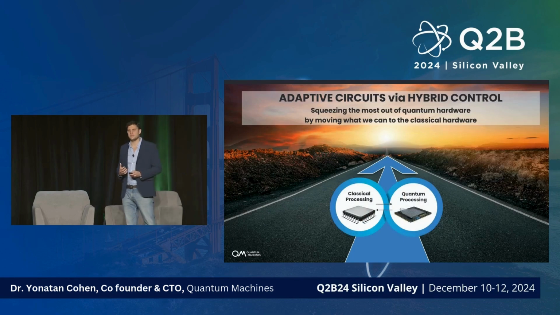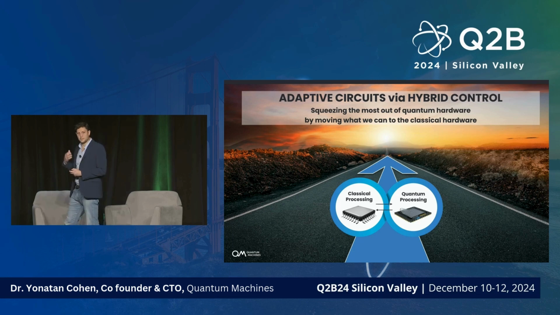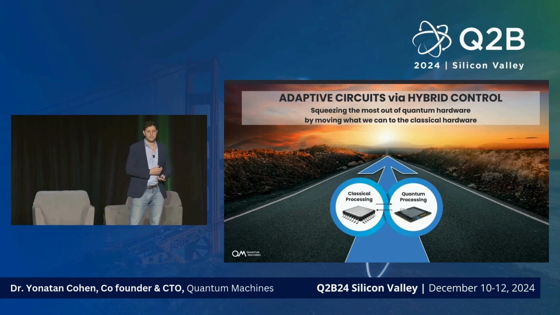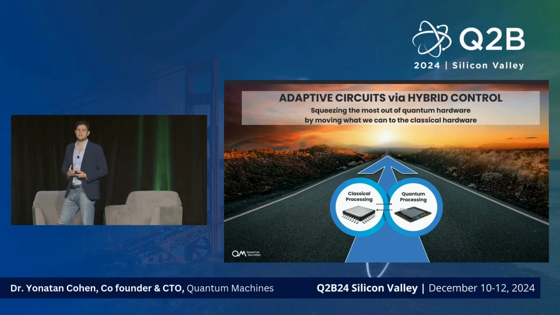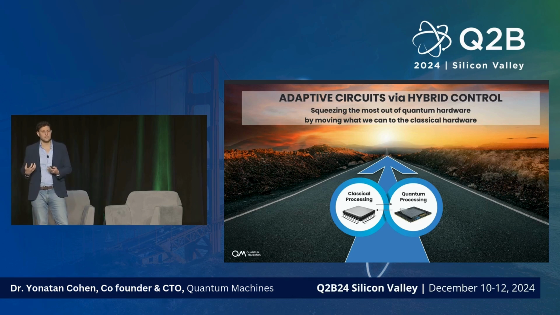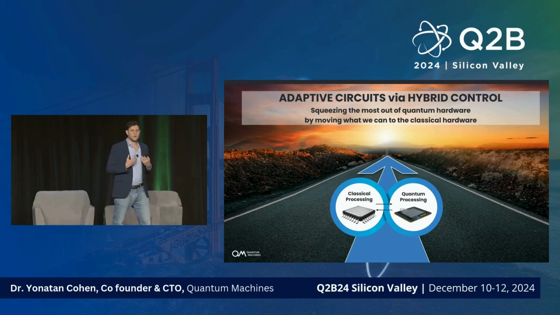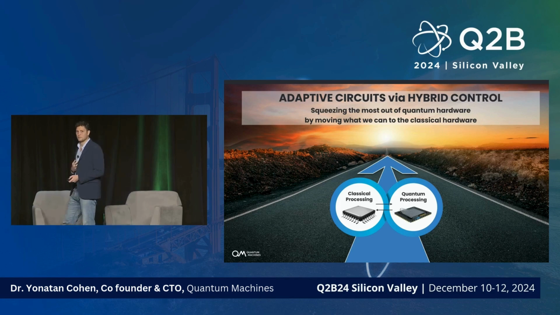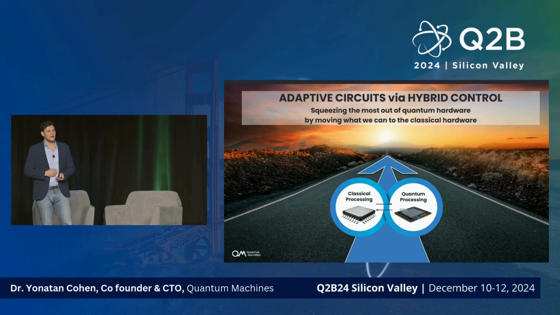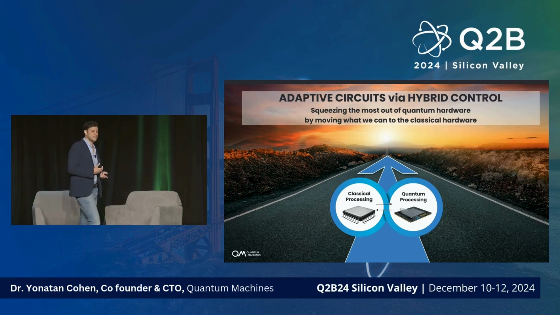And so we call these adaptive quantum circuits. These are circuits, or even operations in those circuits, that are adaptive in real time based on the classical processing happening in parallel. And this is all about squeezing the most out of the quantum hardware by moving some of the load to the classical hardware next to it. So today, I want to tell you how we at Quantum Machines developed this unique approach that we call hybrid quantum control, which enables these adaptive quantum circuits to run efficiently and with best performance, and how we're scaling this up these days.